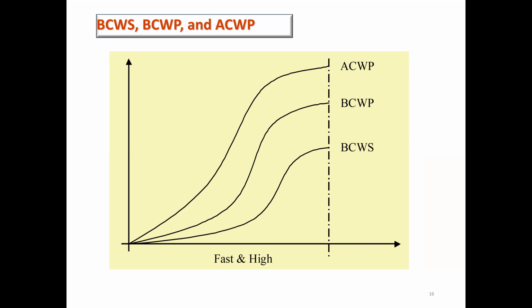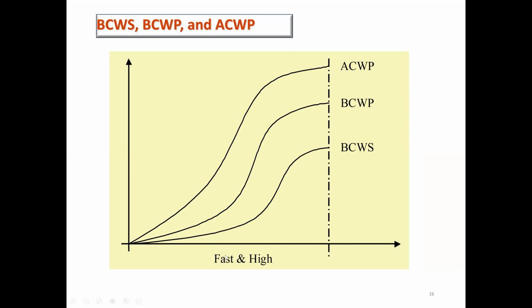For this figure, ACWP (AC) is at the top, BCWP (EV) is in the middle, and BCWS (PV) is at the lowest. So when we make EV minus PV, we get a positive answer because EV is more and PV is less.